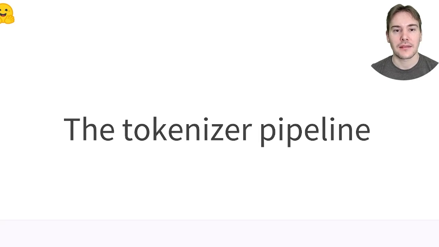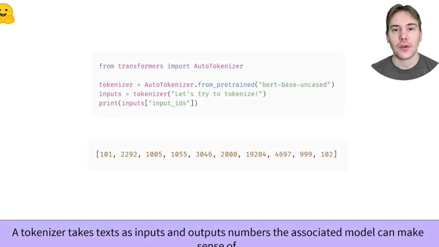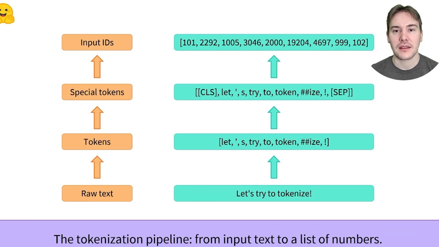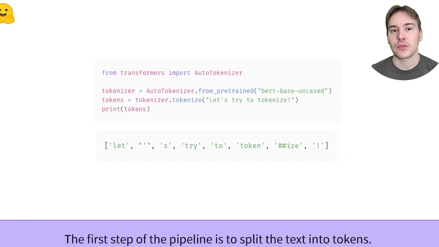The tokenizer pipeline. In this video, we'll look at how a tokenizer converts raw text to numbers that a transformer model can make sense of, like when we execute this code. Here is a quick overview of what happens inside the tokenizer object. First, the text is split into tokens, which are words, parts of words, or punctuation symbols. Then the tokenizer adds potential special tokens and converts each token to their unique respective ID as defined by the tokenizer's vocabulary. As we'll see, it doesn't quite happen in this order, but viewing it like this is better for understandings. The first step is to split our input text into tokens.